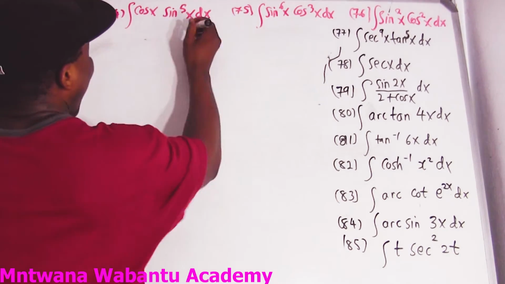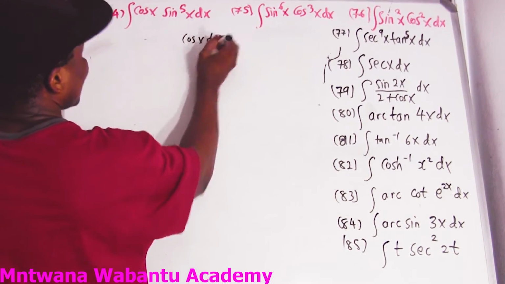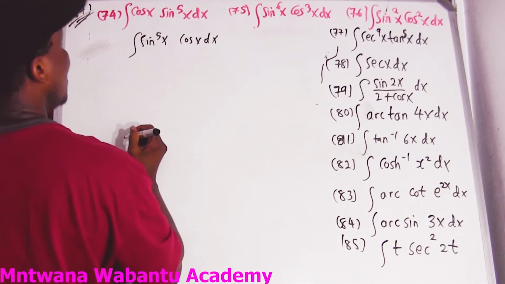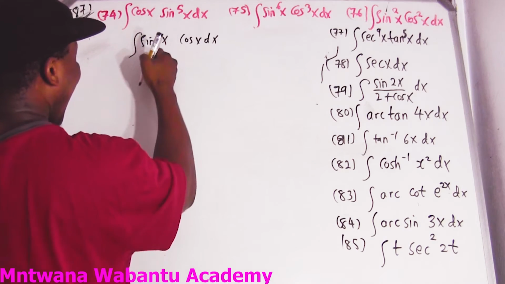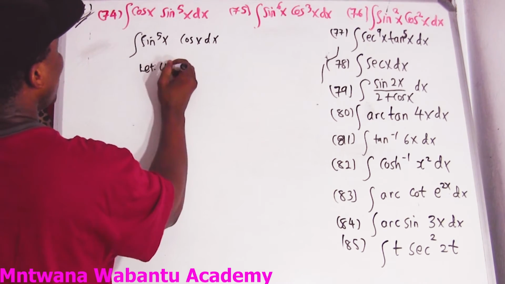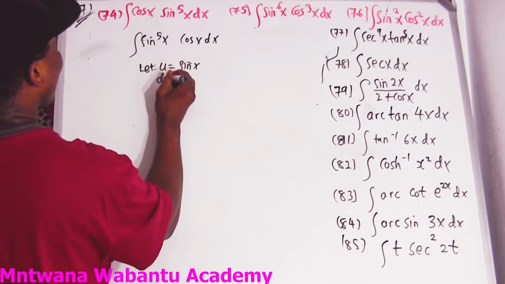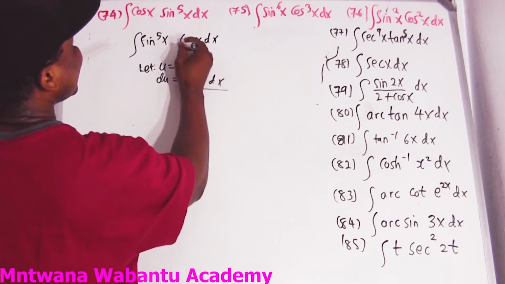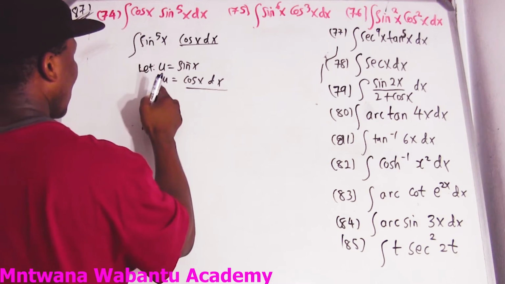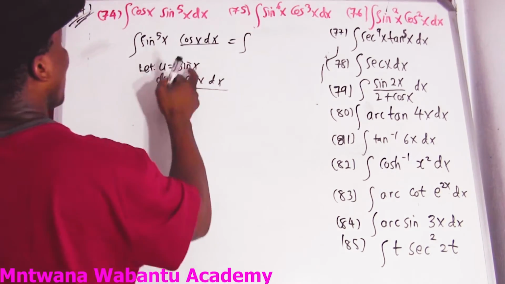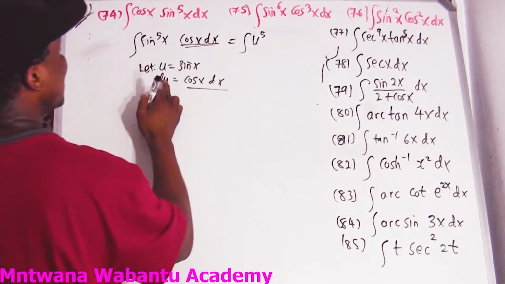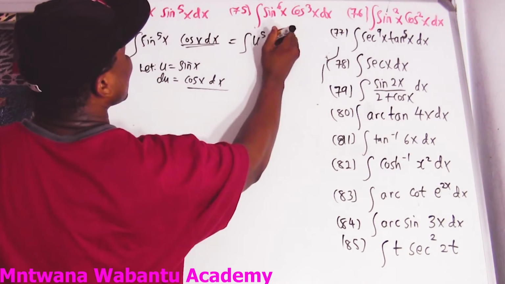So I'm going to put this cos x dx aside, and take the sine 5x before. You know why? Because if I let u equal sine x and differentiate, when you differentiate sine you get cos x dx, which becomes du. So the integral, since sine equals u, becomes u to the power 5, and then du, because du equals cos x dx.